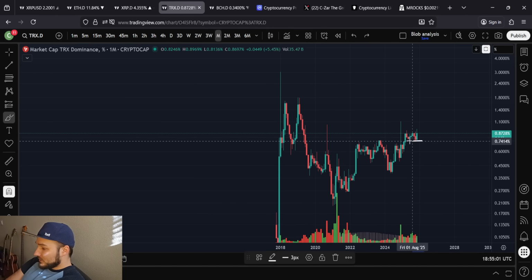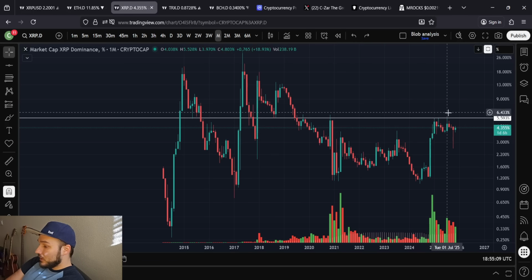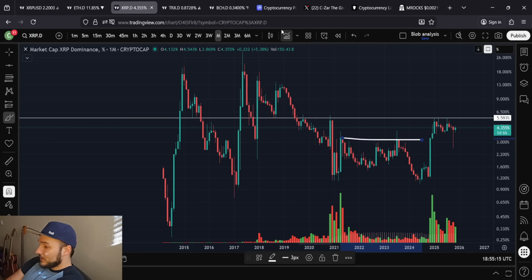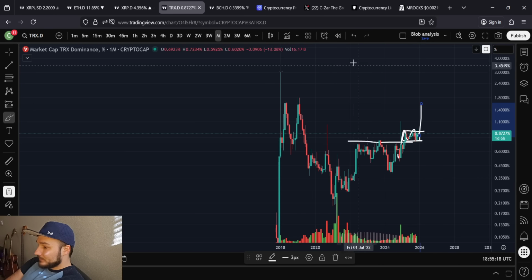Here, you've got this little box, and what's nice about this is you're resting right on top of a very serious point of resistance. You broke out, you've back tested. You're basically just like XRP, except here, you're on the top of this line instead of the bottom of this line. But XRP is doing it too. You're finding support right here at prior resistance. It's good structure. And Tron dominance likely goes up as well.